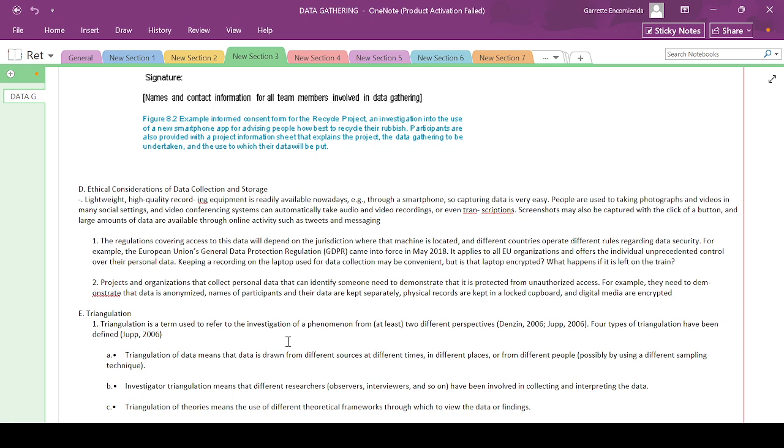The regulations covering access to this data will depend on the jurisdiction where the machine is located, and different countries operate different rules regarding data security. For example, the European Union General Data Protection Regulation came into force in May 2018. It applies to all EU organizations, and offers the individual unprecedented control over their personal data.